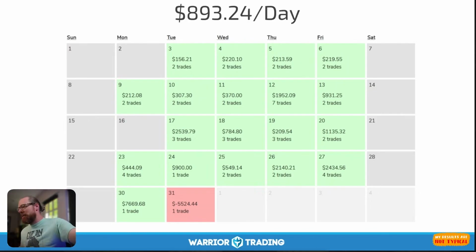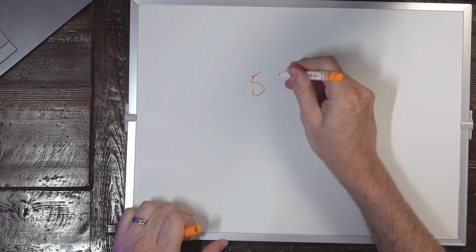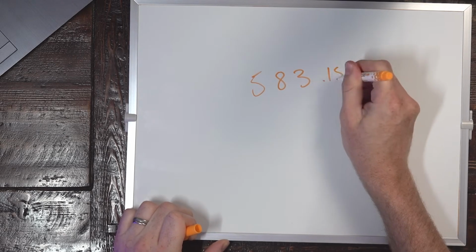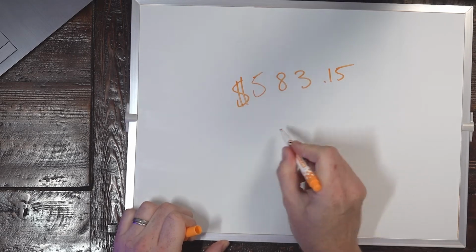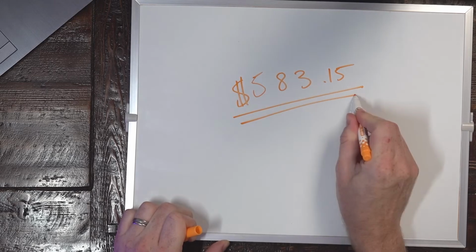So this is a calendar right here showing me averaging $893.24 per day. All right, so this was a nice month, but what was special about this month was that I started at the beginning of the month with $583.15 in my account. All right, so we're gonna write it down here, $583.15. That was my starting balance at the beginning of the month.